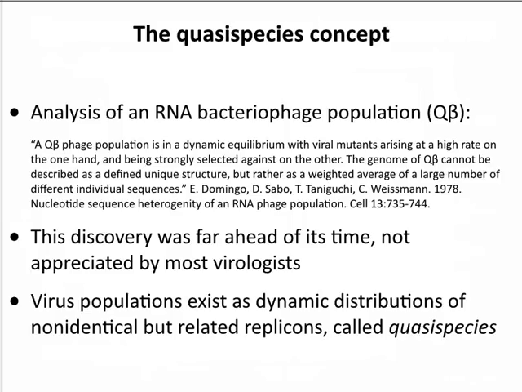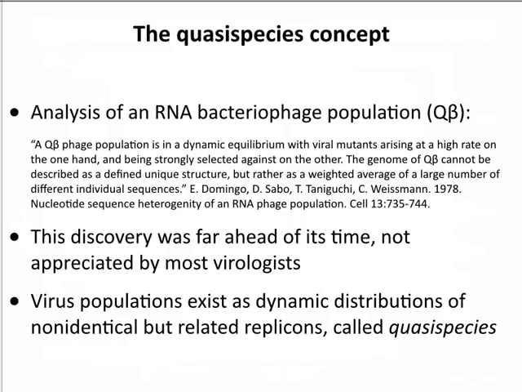They exist in these quasi-species, and it was first discovered for an RNA bacteriophage called Q beta. And this is a quote from the paper where they described it, which I think describes it beautifully. A phage population is in a dynamic equilibrium with viral mutants arising at a high rate and being strongly selected against on the other. The genome of the phage cannot be described as a defined unique structure, but rather as a weighted average of a large number of different individual sequences.